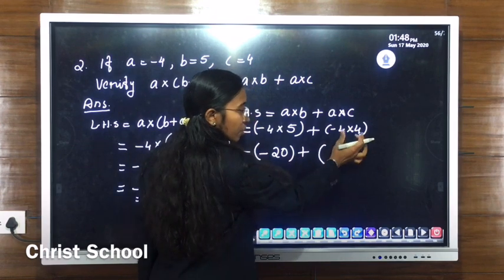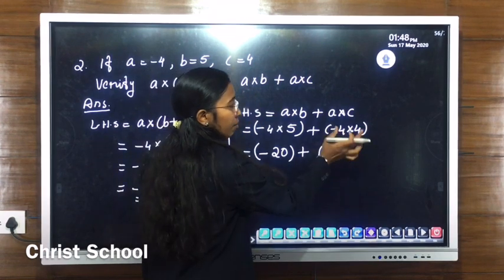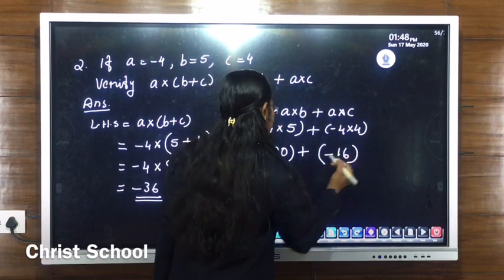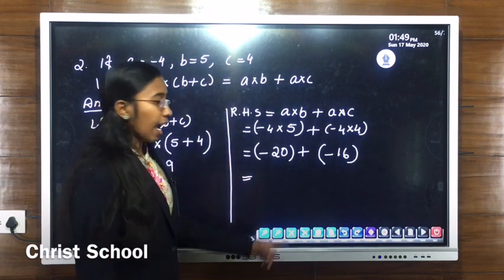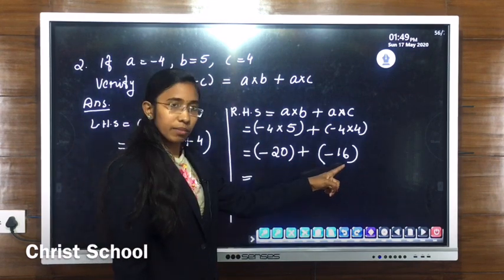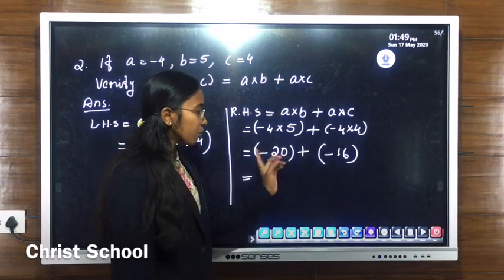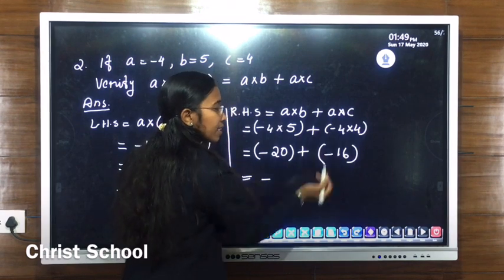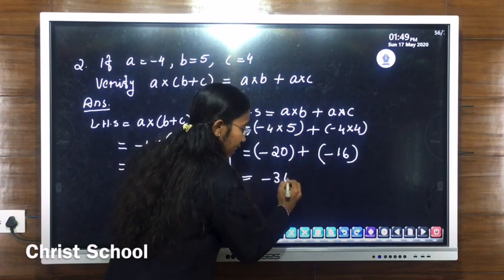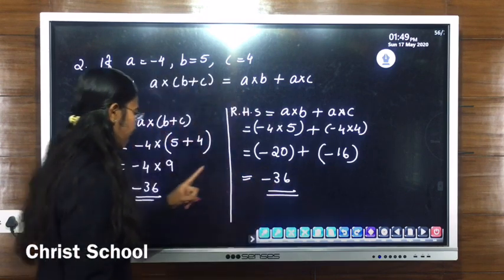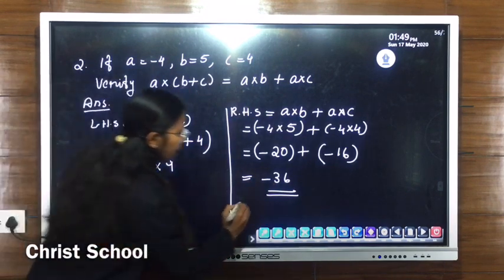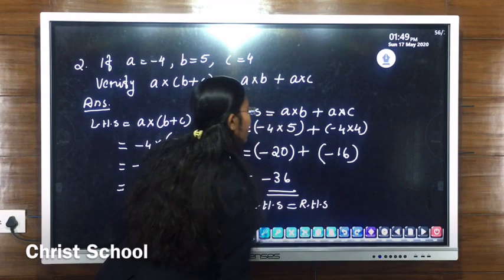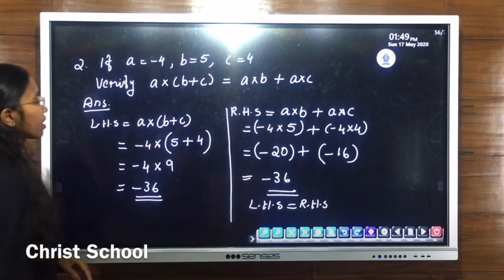Plus, this is also unlike integers. So in multiplication of unlike integers, our sign is always negative. 4 4s are 16. So this is the addition of two negative numbers. We know that when we are adding two negative numbers, our sign is always negative, and we add the numbers. What is 20 plus 16? 20 plus 16 is 36. So our answer is minus 36, and our LHS is also minus 36. That is LHS equal to RHS. So hence verified these values.